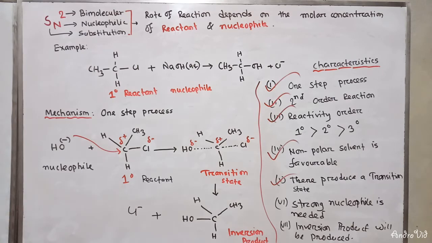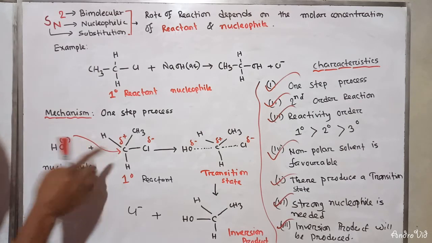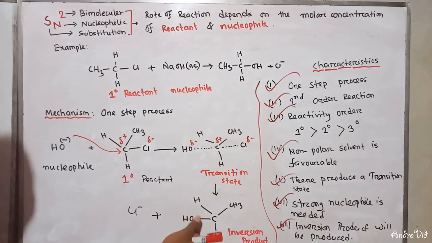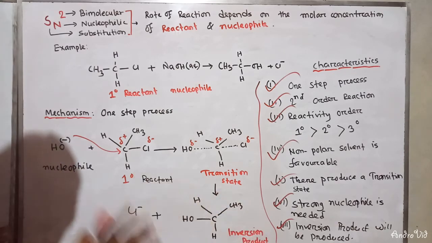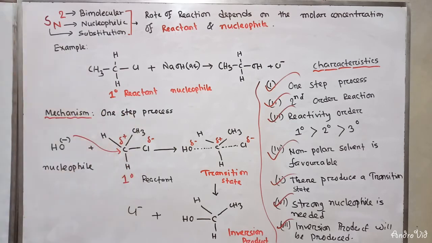Now the inversion product will be produced. I hope you understand, because you have already seen the product: the nucleophile attacks from the opposite side, so the product is formed this way, attached from the opposite side of the leaving group. Here there was a leaving group, so the geometrical shape of the product and the geometrical shape of the reactant are completely opposite to each other, and for this reason this product is called the inversion product. So I hope you understand.